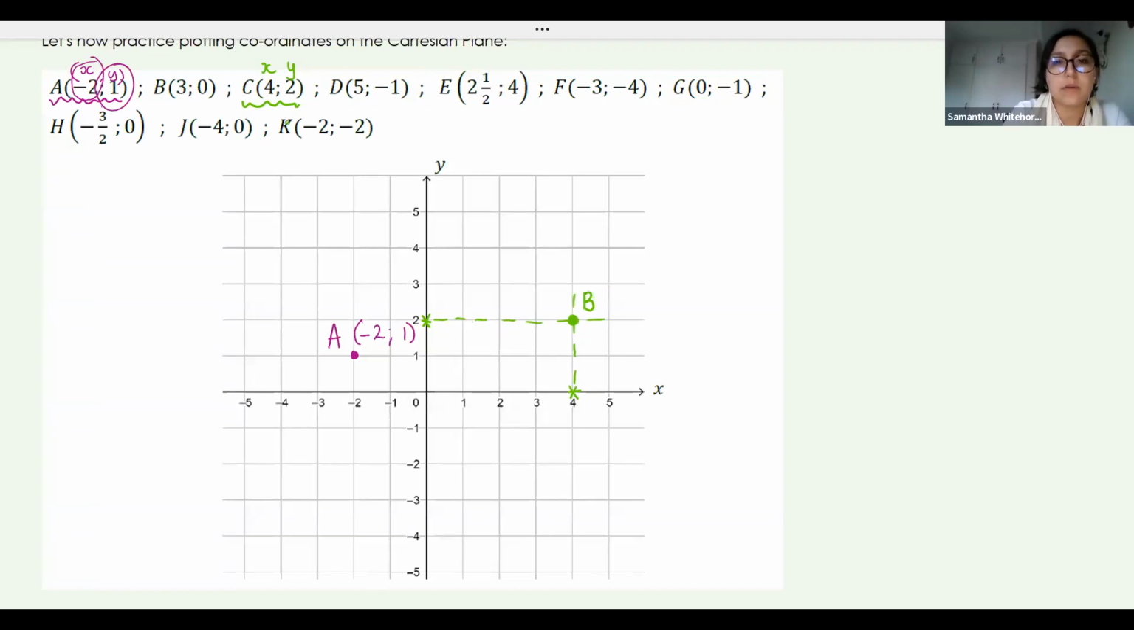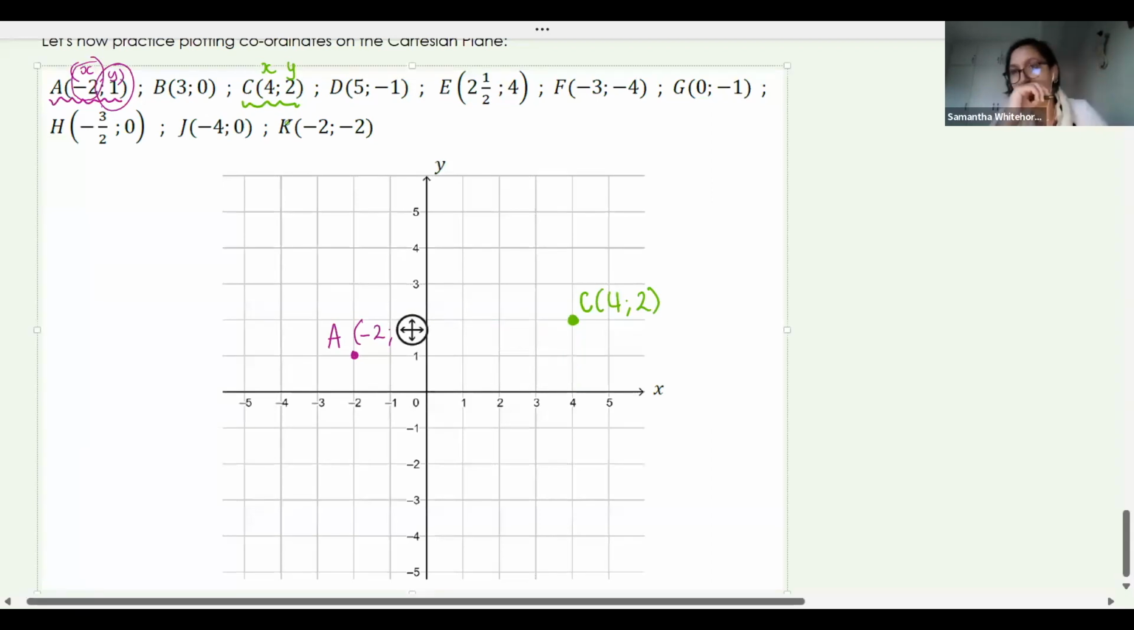Let's try again. Let's try one more time. My point C, at 4, 2. And we can double check ourselves. If we take off our dotted lines and read off, because remember, we don't actually want the dotted lines, we just want the point. If we read it off, there's 4, there's 2. And so I've correctly plotted my coordinate there.